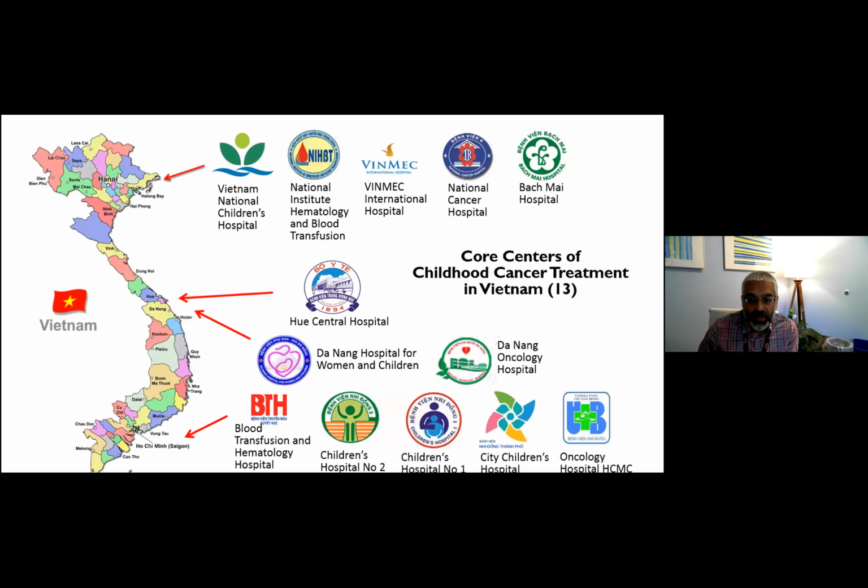And so here's the map of Vietnam. It's 3 main regions: the north, which is centered in Hanoi, the central region, which is centered in Hue, and then the south, which is centered in Ho Chi Minh City. And there are 13 main childhood cancer centers in Vietnam, spread between those 3 regions.